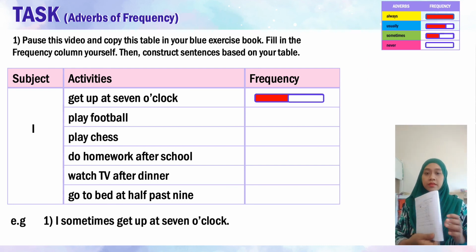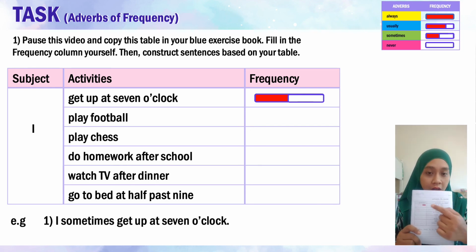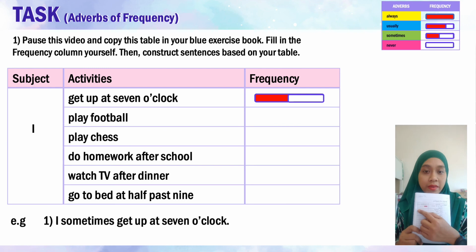This is how we're going to do it. Write the day and the date. The title is adverb of frequency, and then copy the table. Then this column, please fill it by yourself. Let's say get up at 7 o'clock. Let's say you usually wake up, so the frequency is half-half. Play football. Say you never play football, then the frequency is blank.